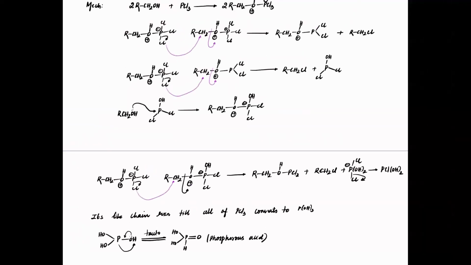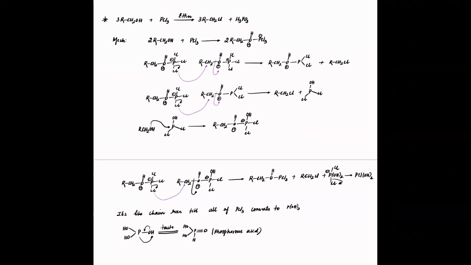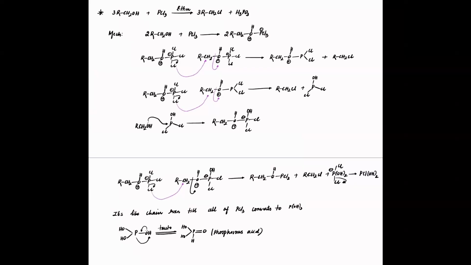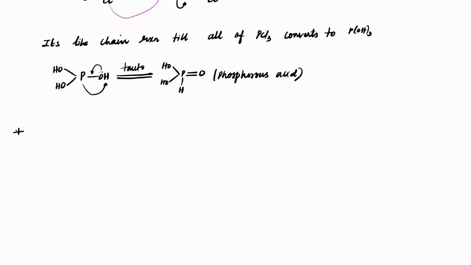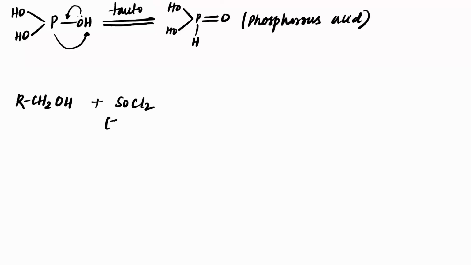Don't worry about the mechanism here. Mechanism is a little complex. It will never be asked. But just to give you an idea that there is no formation of HCl, I showed you how the movement of chlorine will happen. The next reaction is about RCH2OH reacting with SOCl2. SOCl2 is called thionyl chloride.